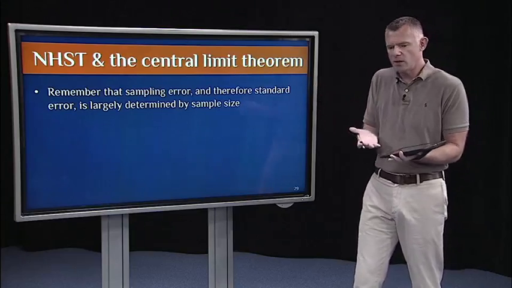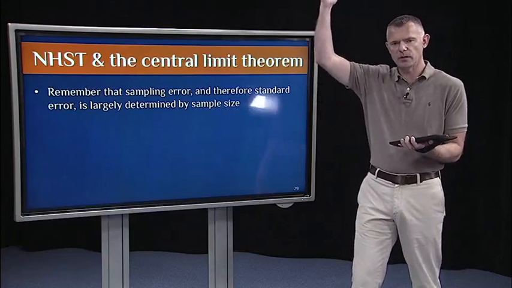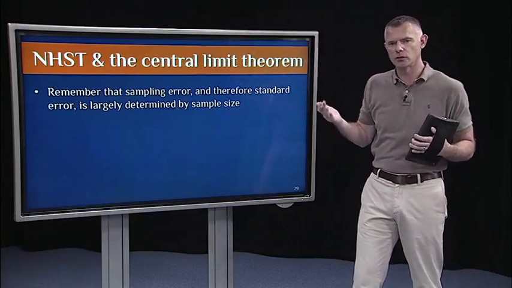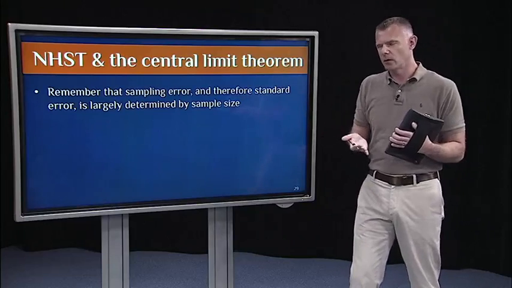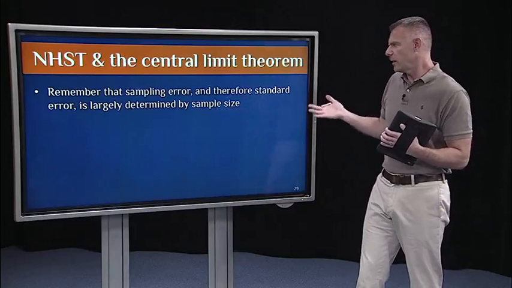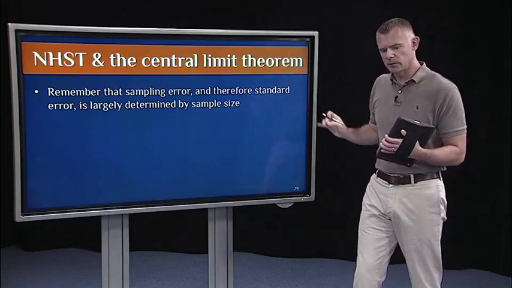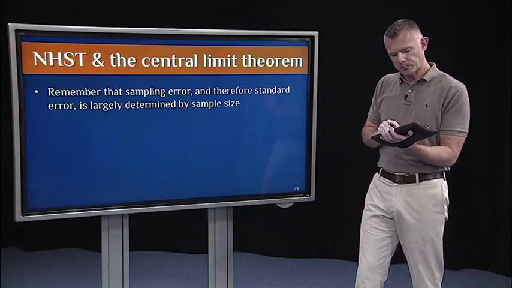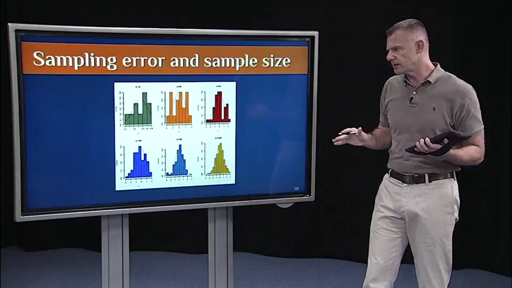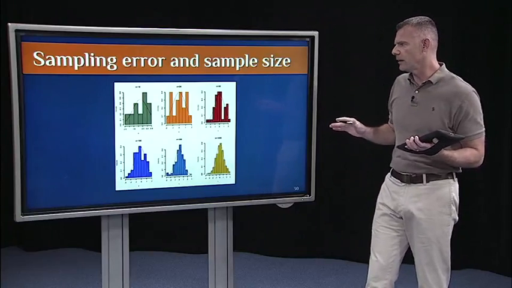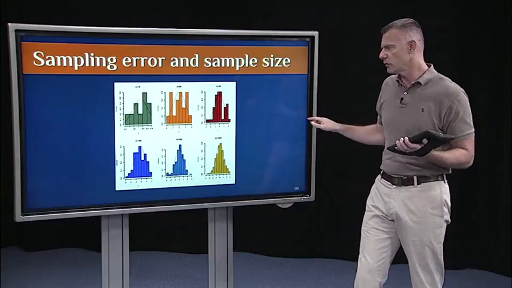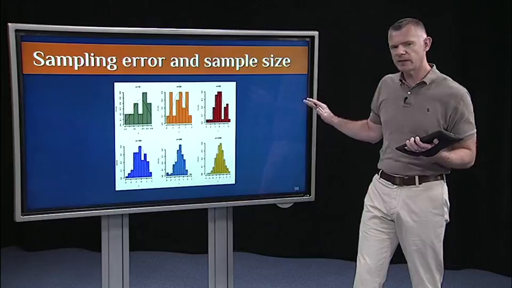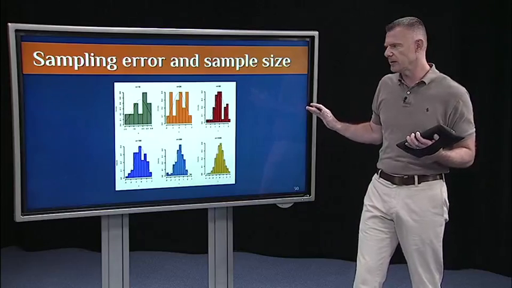If I have small samples relative to large populations, I'm going to have a large degree of sampling error. It's also right there in the math. So again, sampling error is largely determined by sample size. Back when we talked about sampling and the idea of sampling error, we illustrated this by showing you what the distributions look like for 6 different samples of different sizes.